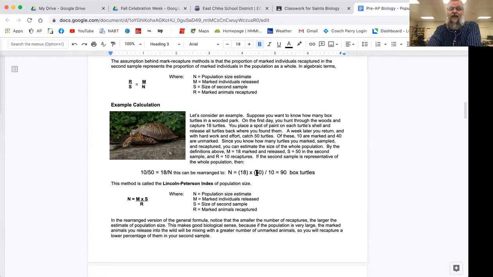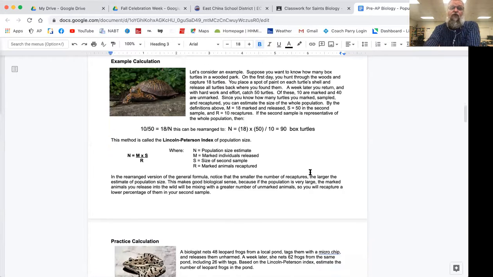So M times S, 18 times 50, divided by R. R is the number of recaptures. And in our 50 sample the second time, 10 of them had paint on them. They were recaptures. So I plug those numbers into the formula. I have 18, our M value, times 50, our S value, divided by 10, our R value, and that equals 90 box turtles. That would be our estimated size of turtles for that particular woodlot. So that's an example of how you would use the formula.